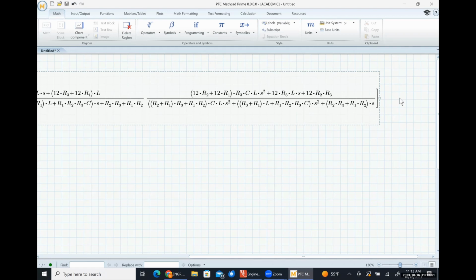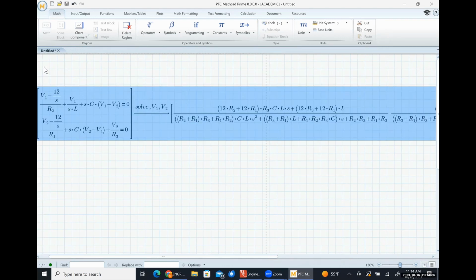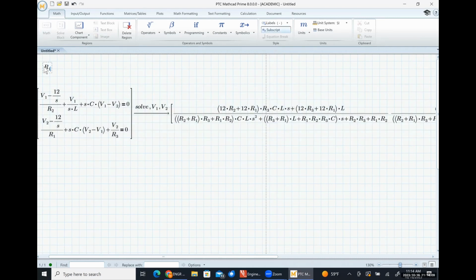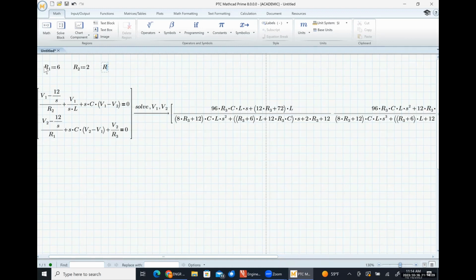While this does look bad, let's see what happens if we go back through here and put in our component values. Right? So I'm just going to scooch this down. R1 had a value of 6 ohms, and I'm intentionally not using units here. This is one of the few times where I'm not going to use units, because that's just going to make it an even bigger nightmare. R2 was 2 ohms. R3 was 4 ohms.